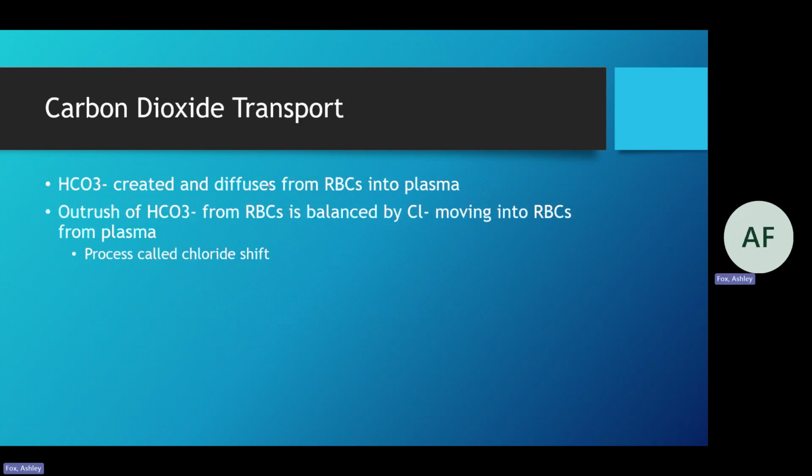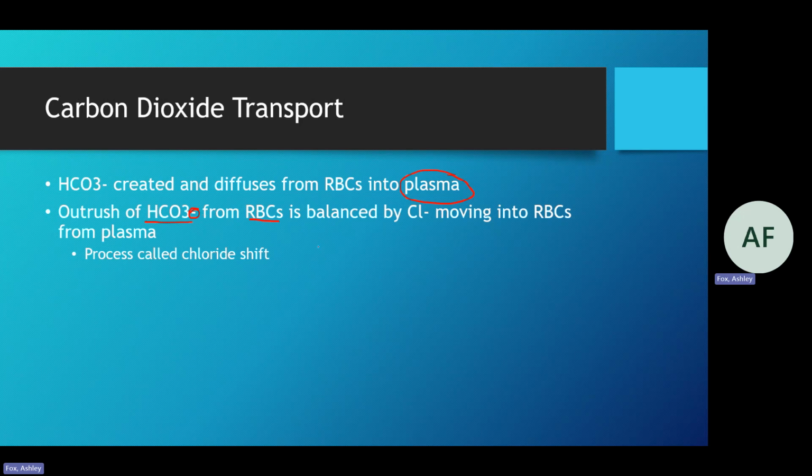The bicarbonate ion that's created inside the red blood cells then travels into the plasma to be transported. So it goes from the red blood cells into the plasma and dissolves there. When bicarbonate ions are leaving the red blood cells, that's a lot of negative charges leaving. So we need an equal amount of negative charge going back in, or we're going to make red blood cells positively charged because they're losing so many negatives.